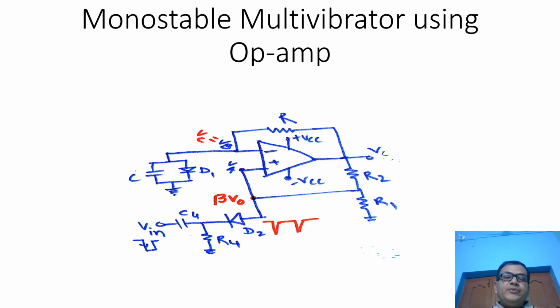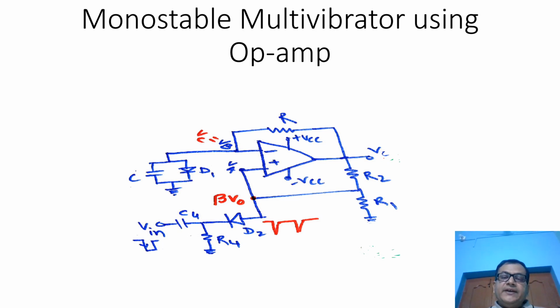Now we can see from the figure that the positive input terminal, that is actually called the non-inverting input terminal, is connected with output through a resistance R2. So we can say it is having positive feedback. Now one combination of a capacitor C and D1 is connected to inverting input terminal, which is also popularly called negative input terminal, and it is connected to output through a resistance R.